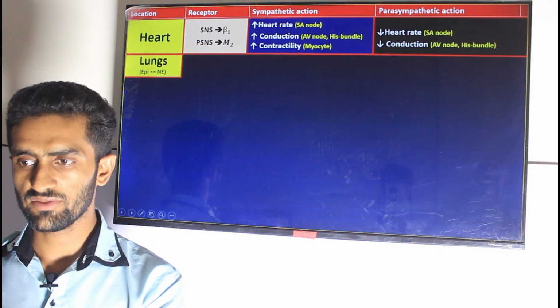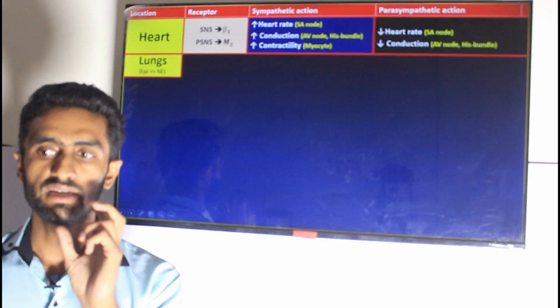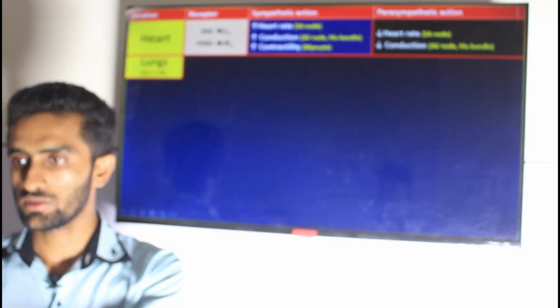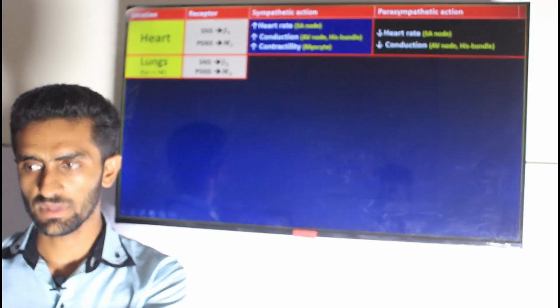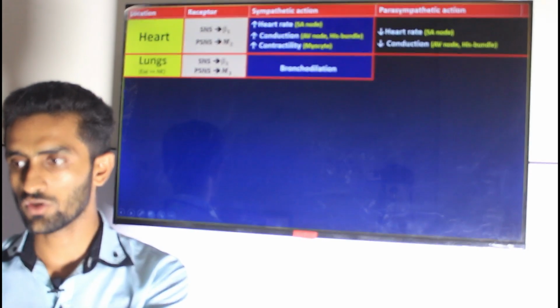In the lungs, epinephrine is more effective as compared to the nerve, because the lungs are associated with beta 2. The sympathetic is beta 2 and the parasympathetic is M3: bronchodilation and bronchoconstriction.